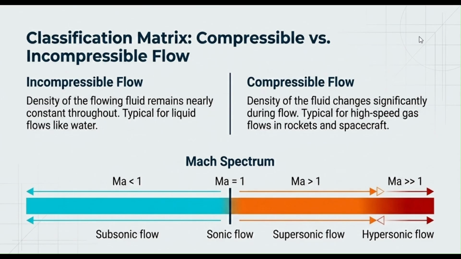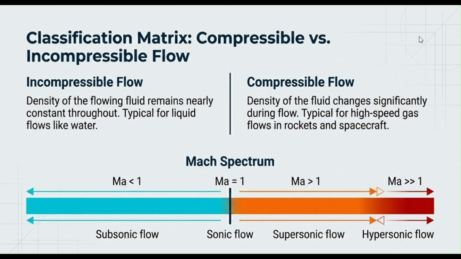Another classification is compressible and incompressible. Flows can be classified based upon whether the density changes significantly or not. In incompressible flow, the density remains nearly constant throughout the motion. Most liquid flows, such as water flow at ordinary conditions, are treated as incompressible. In compressible flow, the density changes significantly. This is common in high speed gas flows, such as air moving around rockets, jets, or spacecraft.